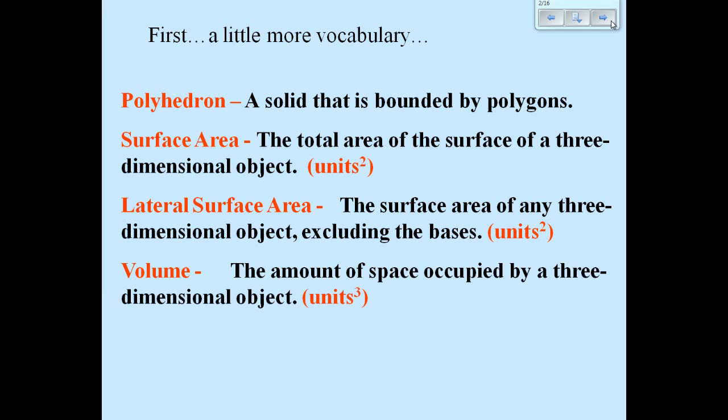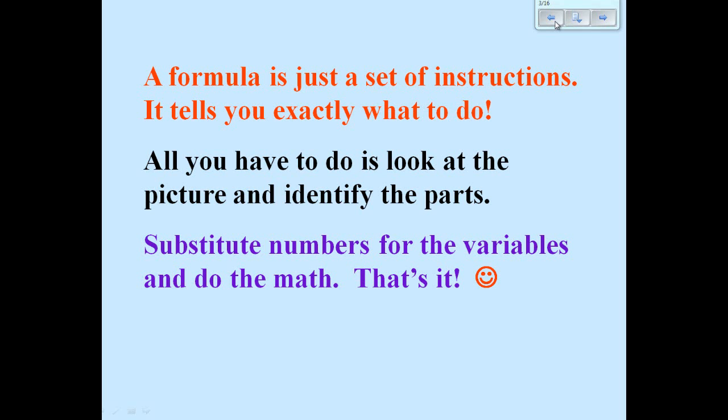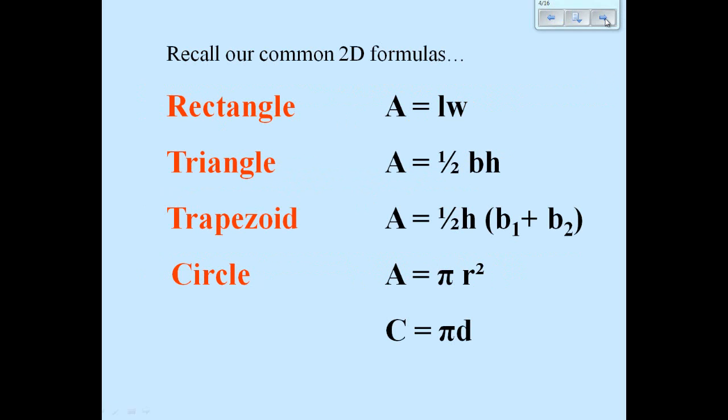So for finding the surface area and the volume, you need to use formulas. And that's just a set of instructions to tell you what to do. You look at the picture, you identify the parts, and you plug it in. Now, here's my warning on formulas. Unless you're really good at memorizing, you better understand what the formula does, because if you forget the formula, you can always rely on your knowledge. So these are all of our two-dimensional formulas that you should know. Okay, there's a little cheat sheet for you. You know most of those.